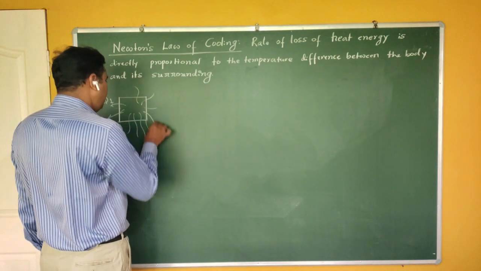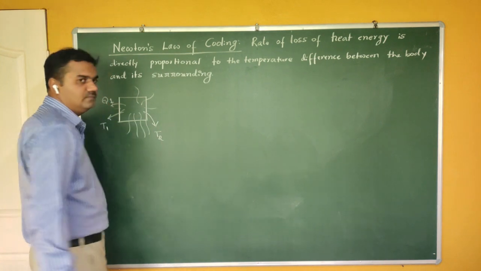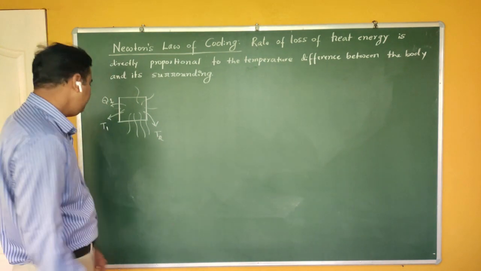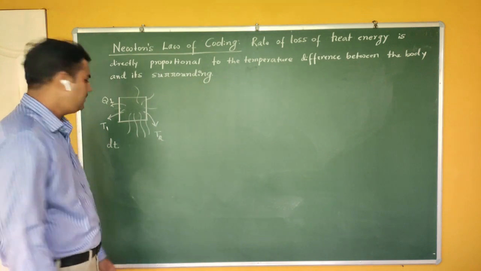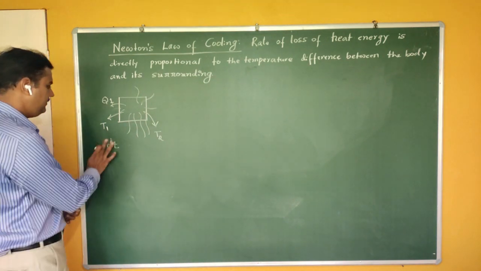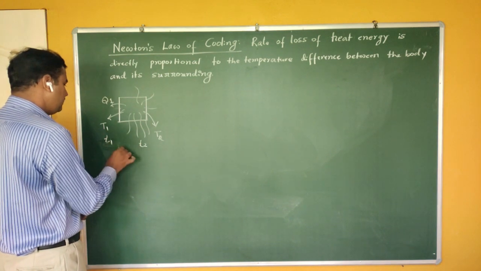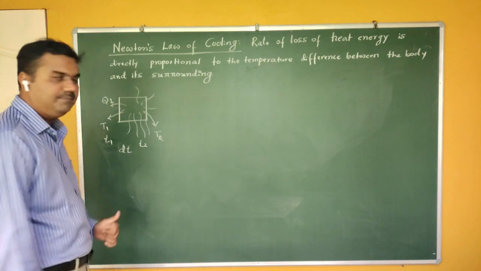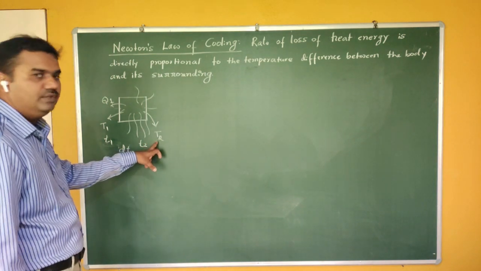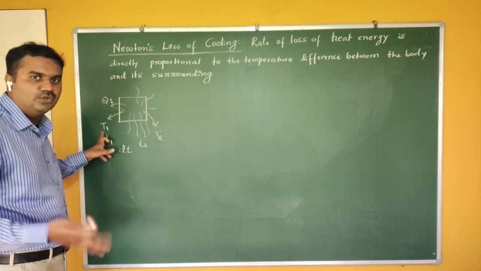Let me assume that after a certain time, if I take dt as the small time interval, and t1 as the initial time and t2 as the final time, then the change in time is dt. During that time the temperature reaches t2. You can see that t2 is less than t1 because the body is cooling now.